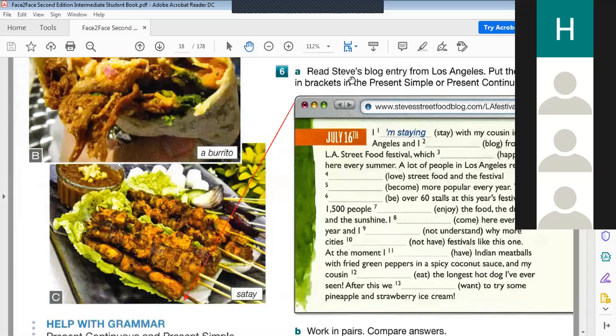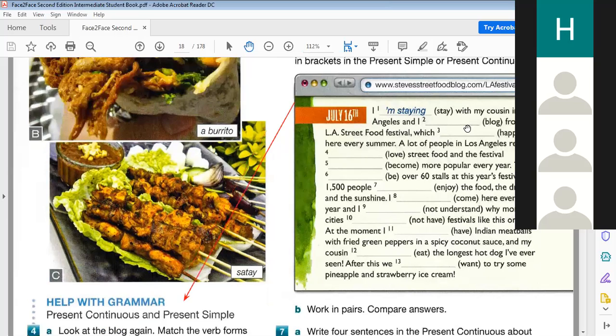So let me read the question for you. It says, read Steve's blog entry from Los Angeles. So now he moved from Mexico to Los Angeles, okay? Put the verbs in brackets in the present simple or present continuous. So it's really up to us. We have to decide, is it present simple? Is it present continuous? So you can start, and when you get to number 13, you can just tell me we finished, and we'll check together, okay? So everyone, you can start.